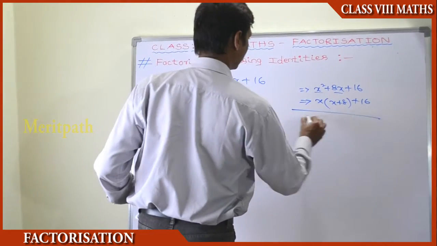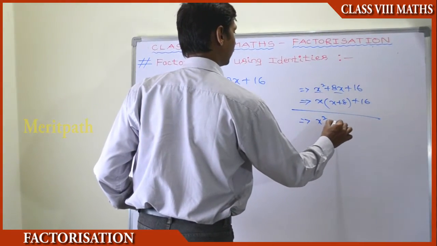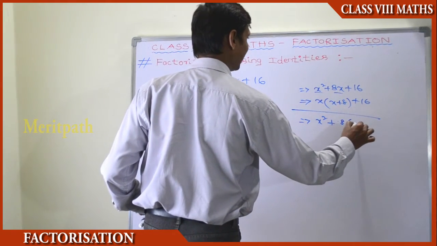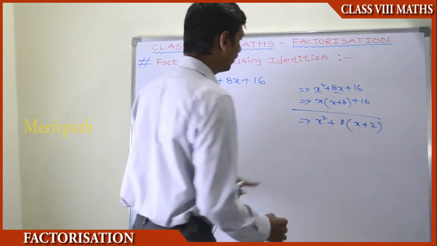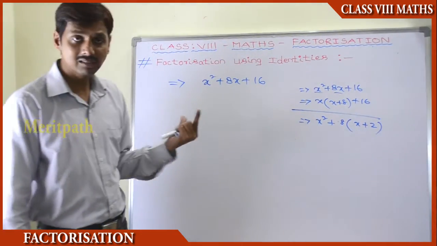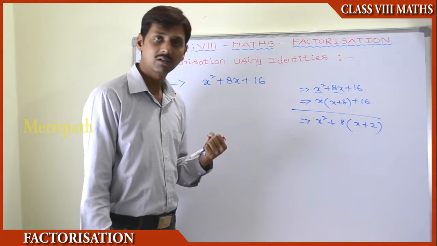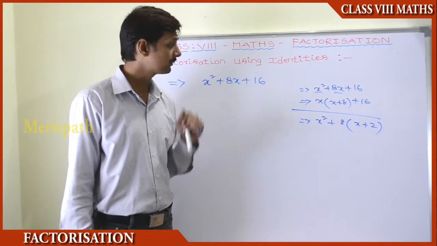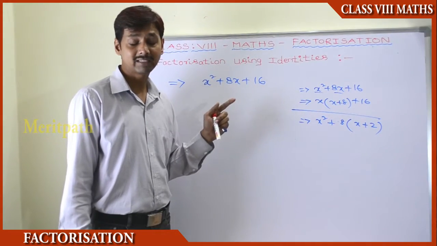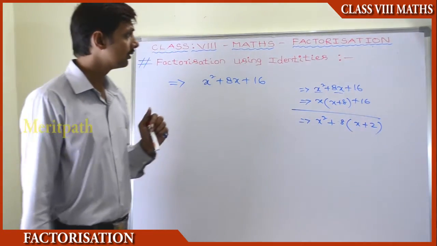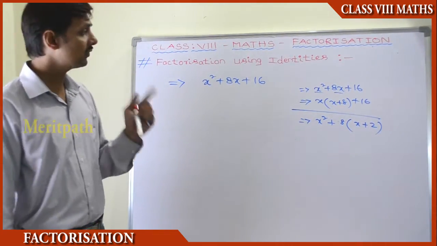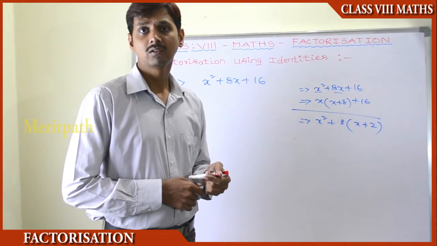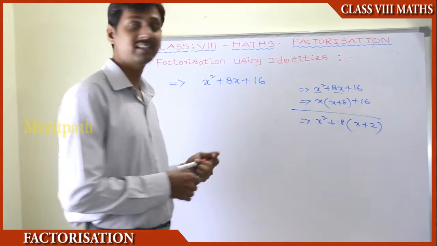If we take another method, x squared plus 8x, we take x in common, and if we take 8 in common, then x plus 2 will be left over. But we cannot take a common element from the x. There is no common element, so it's difficult to take the factors for this expression, x squared plus 8x plus 16. So how to identify the factors? We'll use some of the identities to find the factors for this kind of expression.